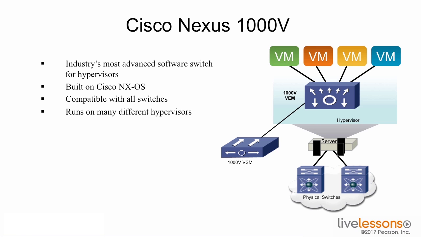The Nexus 1000V contains the industry's most advanced software switch for hypervisors. It's built on Cisco's NX-OS, so you have the same software to manage your switches with, all the way from the core of your network down to the access layer. It's compatible with all switches and runs on many different hypervisors, including Hyper-V and VMware, as well as others.